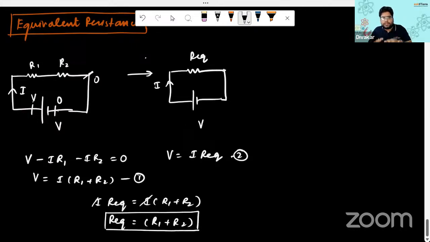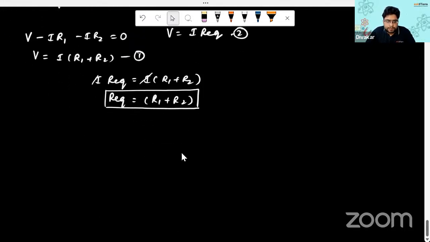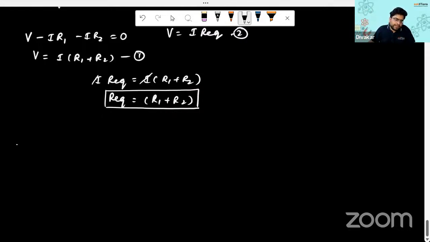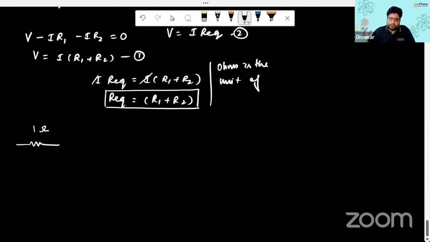So if you have resistances in series, then you will just add all of them and you will get the single resistance which you need. For example, if I have 1 ohm, by the way, ohm is the unit of resistance. Let me just write it over here. Ohms is the unit of resistance. And this symbol here is called omega.